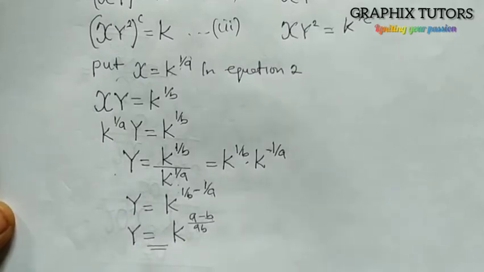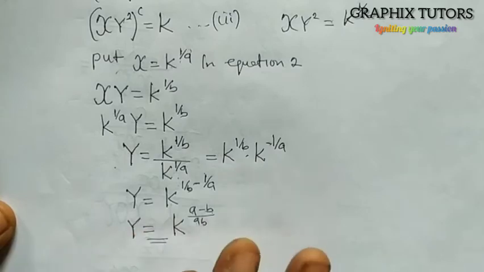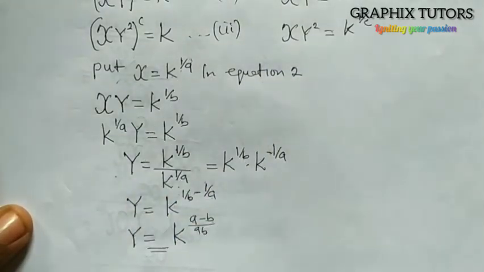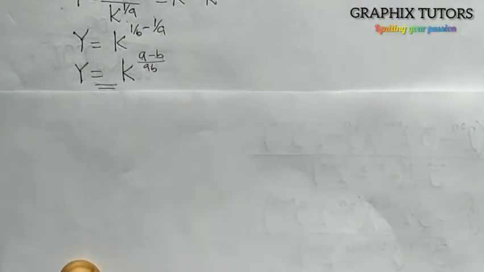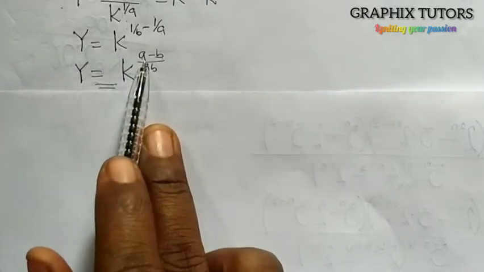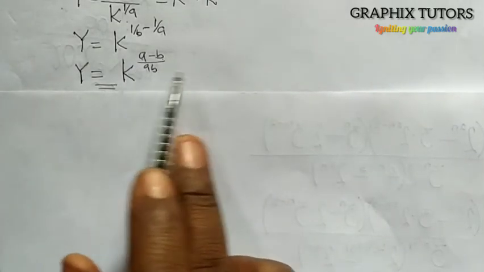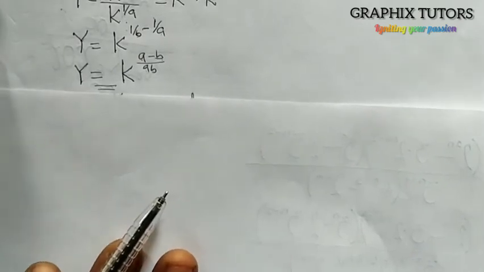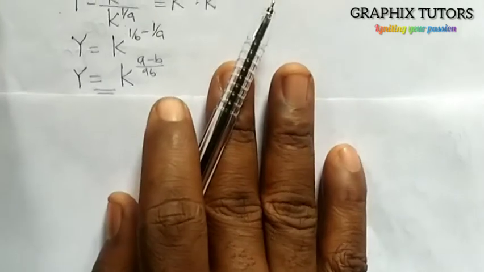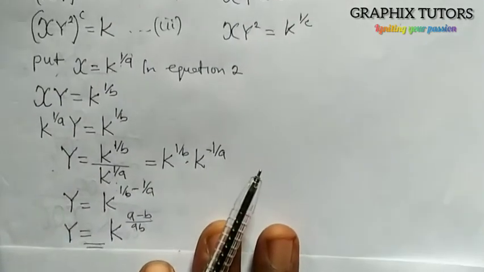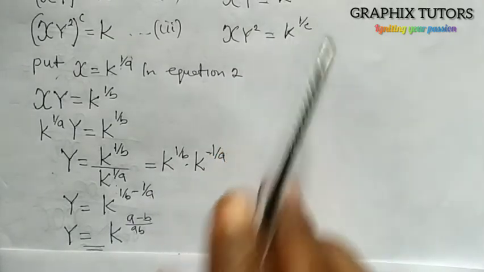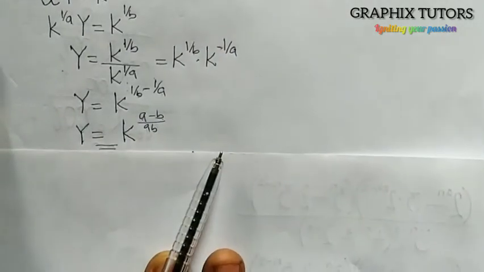Now we'll move forward. The next one, we are going to put x also in equation 3, just like you put in equation 2. So we have y now, which is equal to k to the power of a minus b over ab. Now what are we going to do? We're going to put it in equation 3, right? So what is our equation 3? Our equation 3 is telling us that xy square is equal to k raised to power 1 over c. So we're going to input that here.